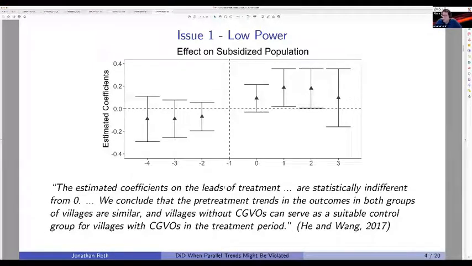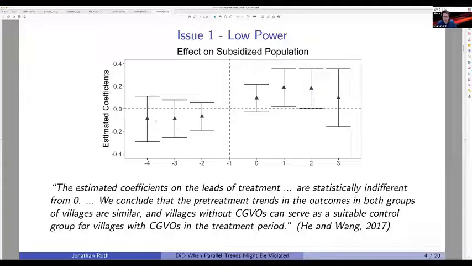And so the reason that I chose this paper as an example is they have this quote, which I think nicely summarizes the standard approach to testing for violations of pre-existing parallel trends in this literature. So they say the estimated coefficients on the leads of treatment, so they're talking about these 3 pre-trends coefficients to the left here, are statistically indifferent from zero. And so we therefore conclude that the pre-treatment trends in the outcome in both groups of villages are similar. And so villages without the treatment can serve as a suitable control group for villages with the treatment in the treatment period. So they're basically saying we don't find any significant difference in trends in the pre-treatment period.